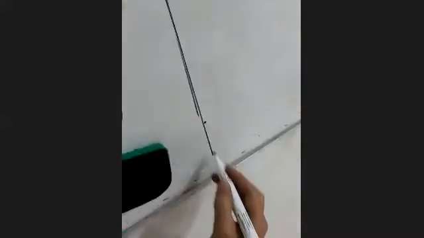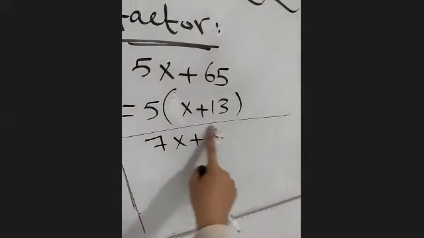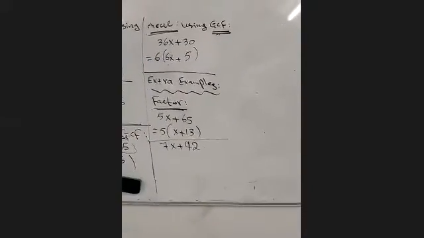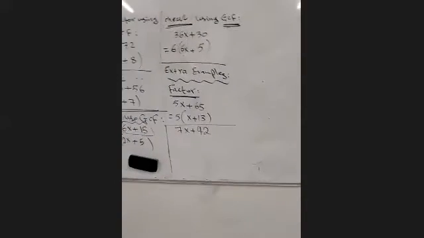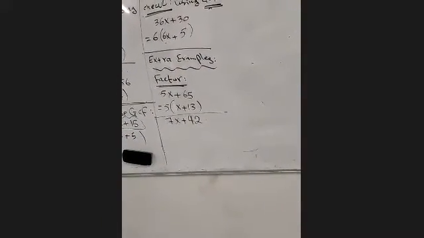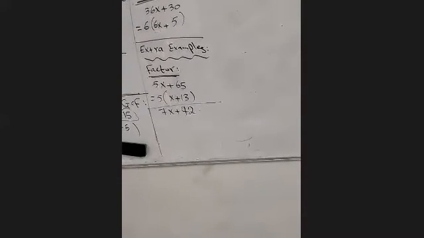Let's take another example. For example, 7x plus 42. Let's factorize this one. Yusuf Tamer. Yusuf doesn't want to talk today. Okay, Abdulrahman. Yes, miss. Go ahead, Abdulrahman.